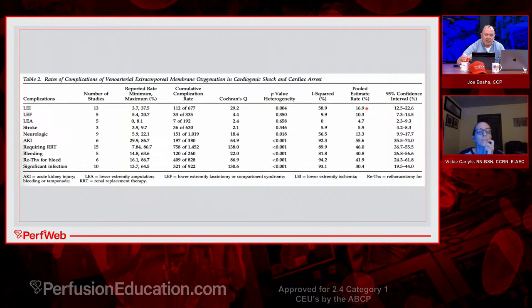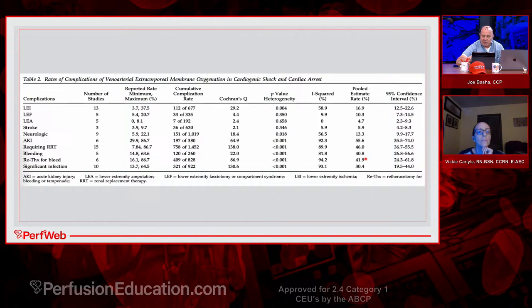But what I thought was the most interesting, my takeaway message from this is this line right here, which is your AKI. And AKI right under it requiring renal replacement therapy of some sort, whether it be intermittent dialysis or continuous therapy was 46%. Very, very, very high number. Pretty high, 13% in the neurologic range, but nothing compares to acute kidney injury and need for renal replacement therapy.